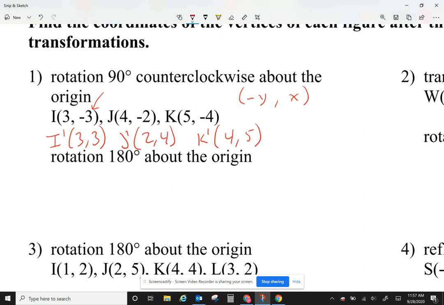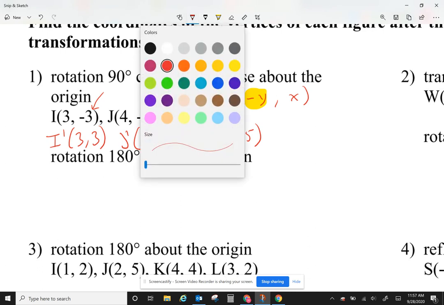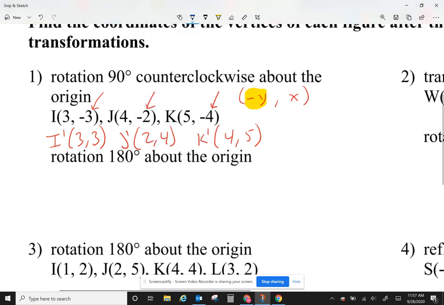Not only did the x and the y flip, but if you notice, on each of those numbers I switched the sign on the original y value, because it says negative y. All right, so now I take a look at the second transformation. In this case, it says rotation 180 degrees about the origin.